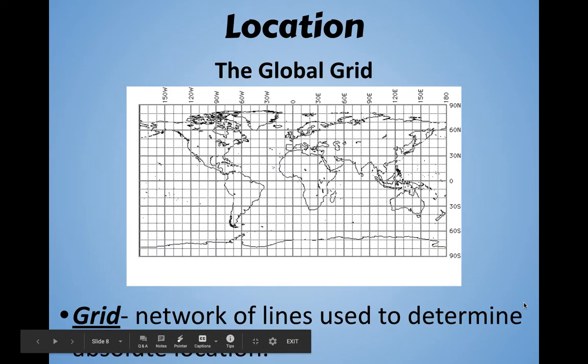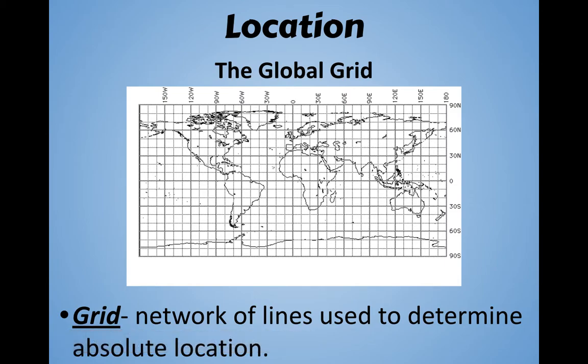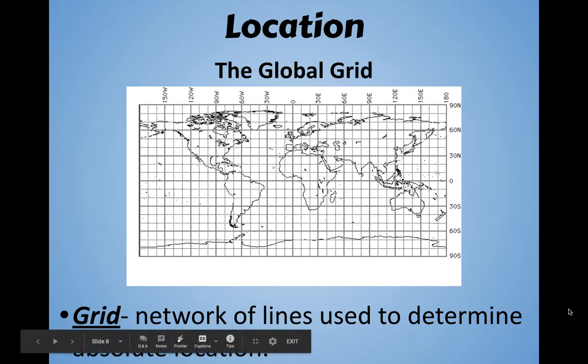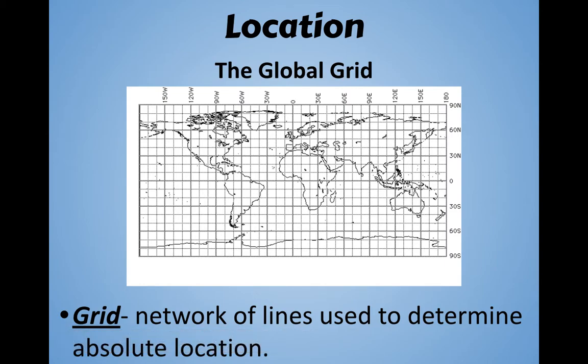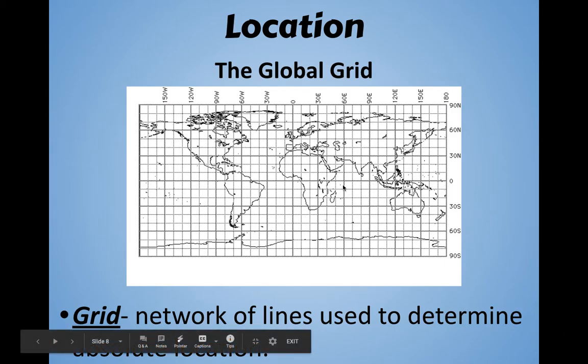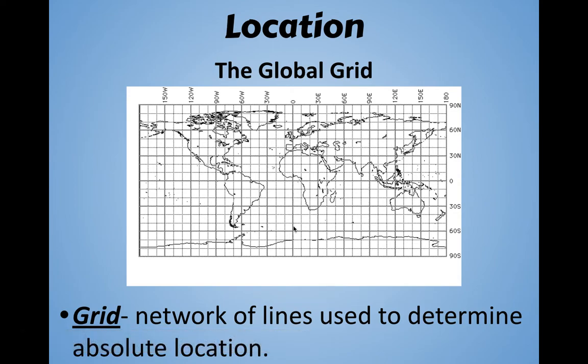So this is the global grid. The way lines of longitude and latitude work is exactly the same as the way it works when you are graphing in math class. So the equator here is the x-axis. The prime meridian here is the y-axis.